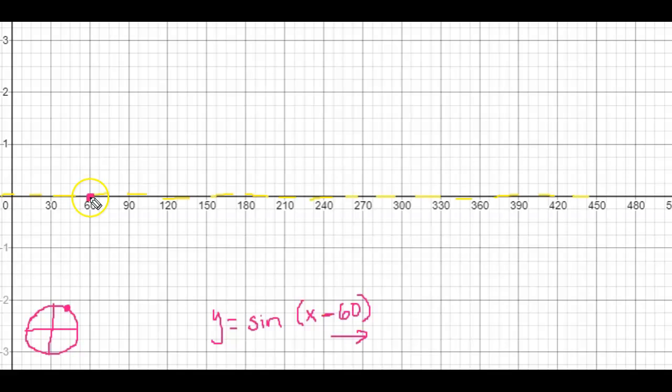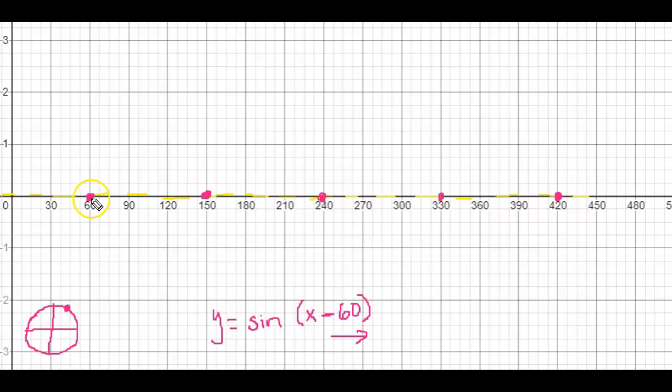Now, I know that it has to have a period of 360. So 360 plus 60 is 420. So here is one full period, start and stop. And I want to break that in half. 180 would put this at 240. So here's the halfway point. And then 1, 2, 3, 4, 5, 6, so half of that would be here at 3 and here again.